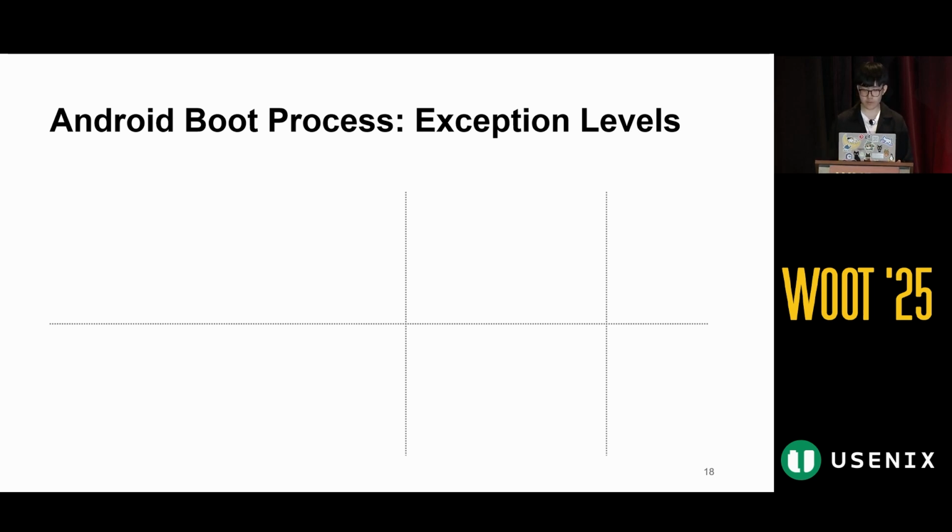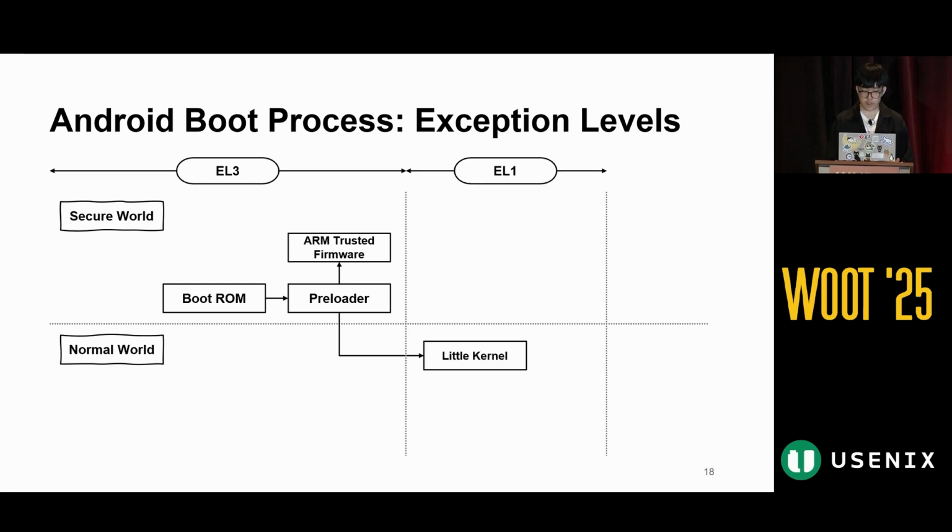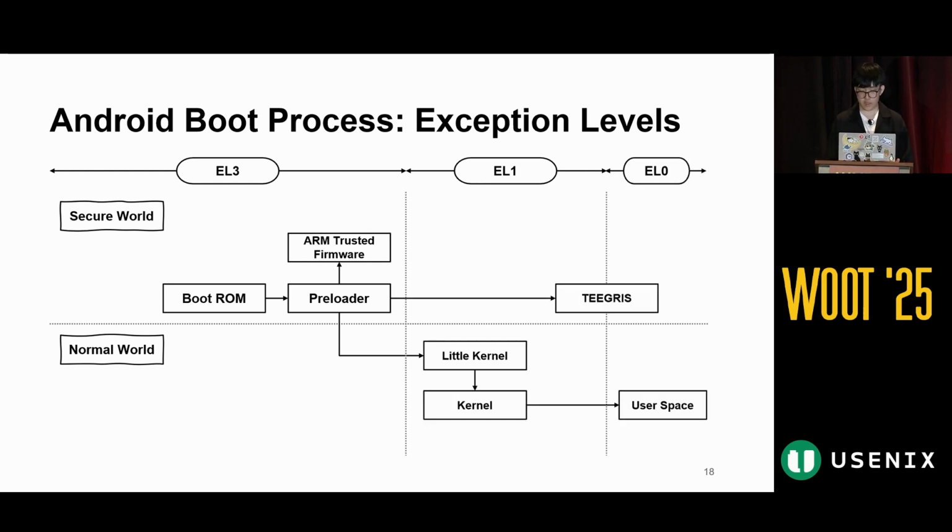following exception levels. First, the ROM embedded code runs at exception level 3. It initializes the boot process and loads the bootloader. Next, the bootloader runs at exception level 1, loads the kernel into memory, and prepares it for execution. Finally, the kernel runs at exception level 1, loads the main processes, and completes the boot.